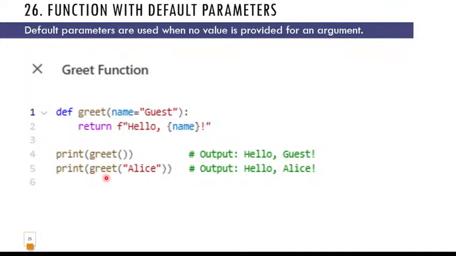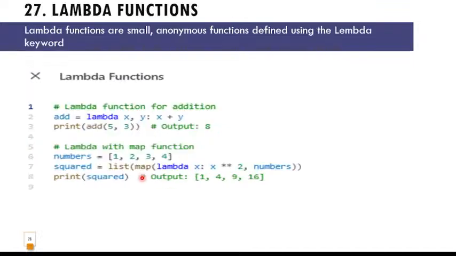Function with default parameters. Default parameters are used when no value is provided for an argument. Greet function: def greet(name="guest"), return f"Hello {name}", then print greet gives Hello guest, print greet Alice, so it will become Hello Alice. We are calling this function with a name, and instead of this name we could write any name.